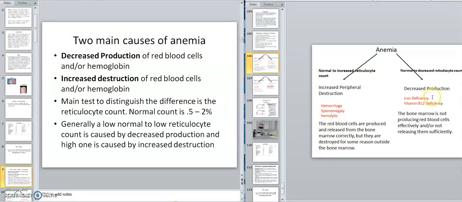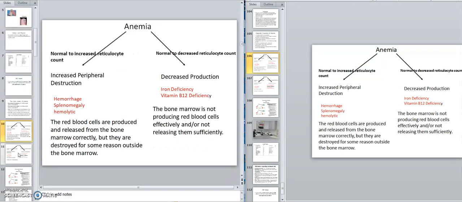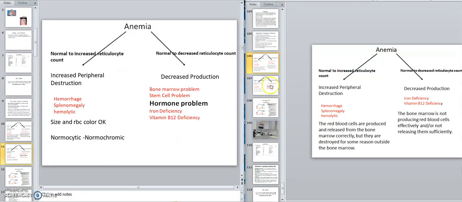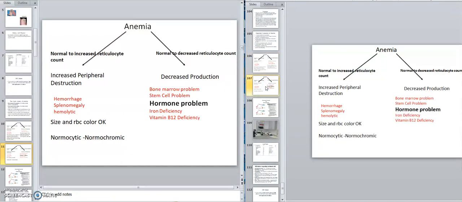Decreased production. Iron deficiency could be a vitamin B12. It could be a tumor in the bone marrow crowding out the normal bone marrow. So there are different reasons for that. But these are the two major reasons for true anemia. So we go a little further then. Let's go a little further. Here's that right there. And so now go to this next one.